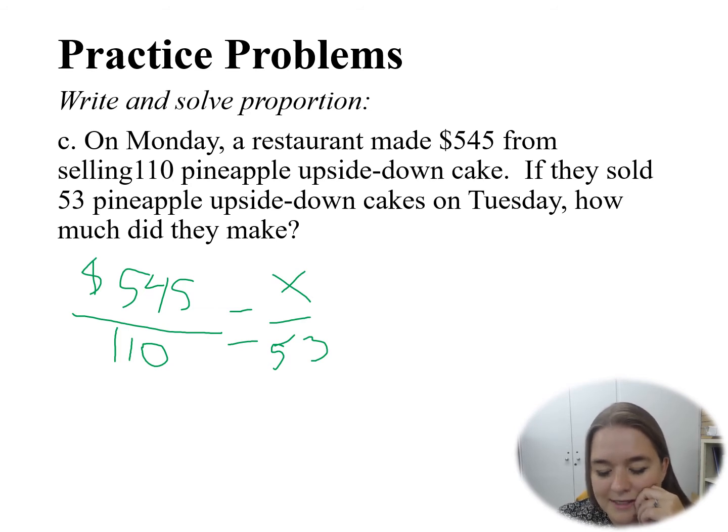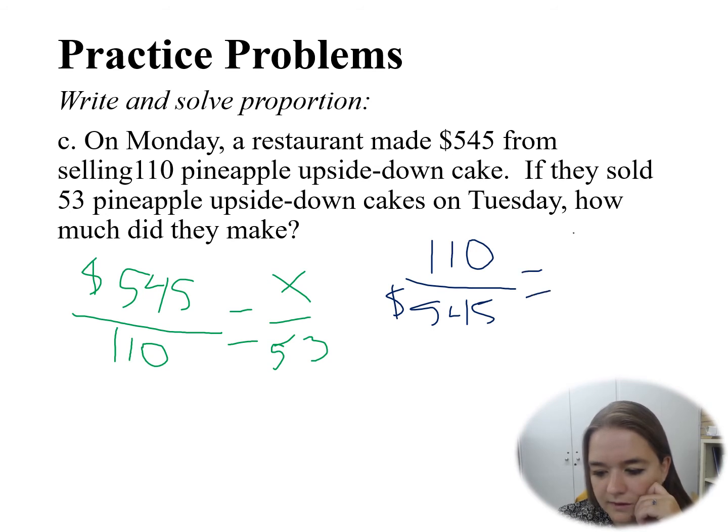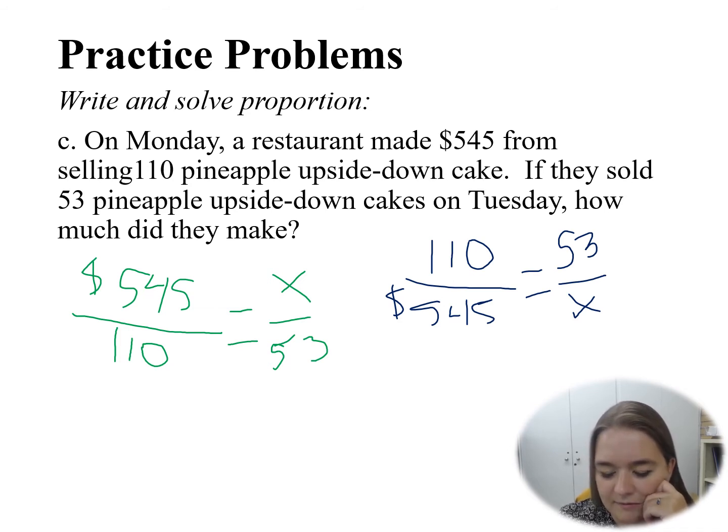In both situations, I need to have the same numerator and denominator, the same units on my numerator and denominator. I can write this out as 545 over 110 equals x over 53, or I could have written it out the other way. I could have 110 cakes gives me $545 profit, and that's equivalent to 53 cakes per x profit. I'm going to solve the green version that I have here because my x value, my unknown, is on the top, which makes it easier.